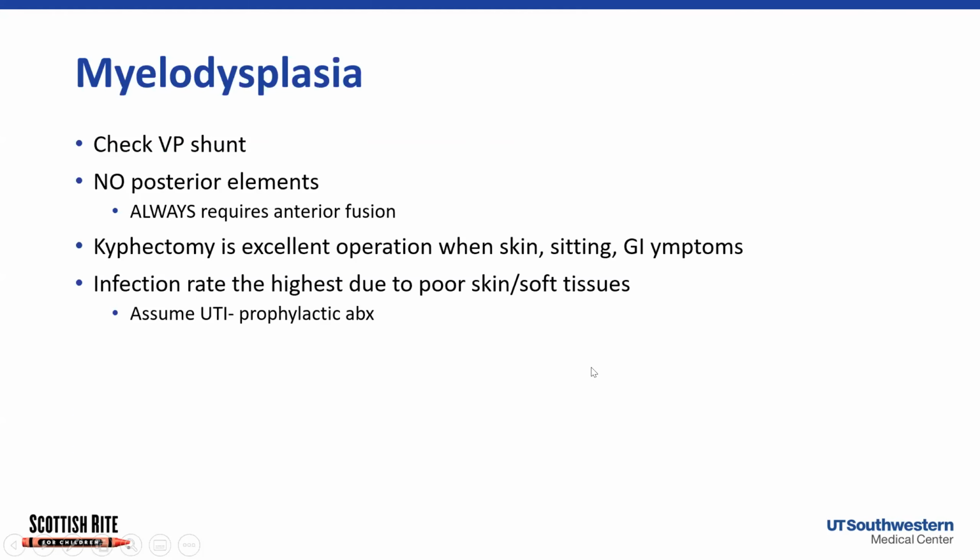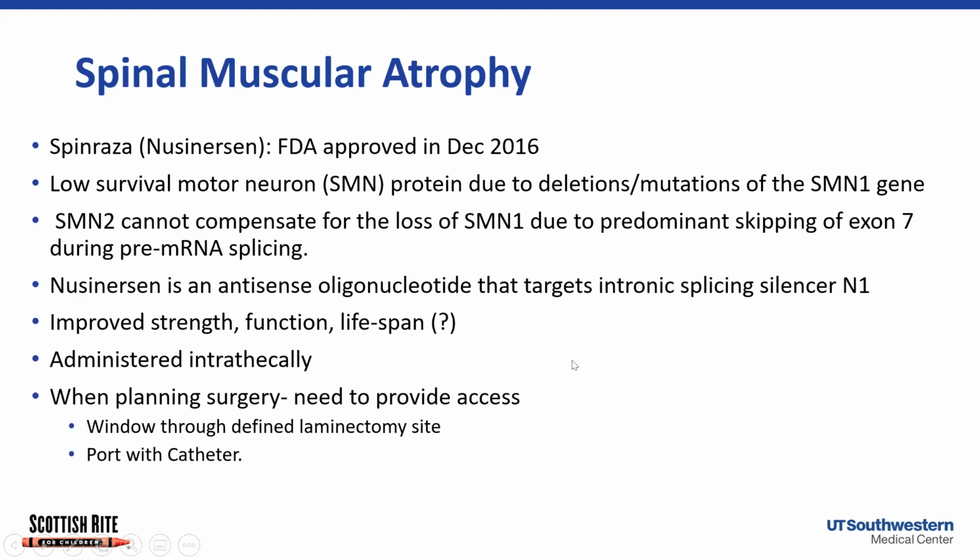Myelodysplasia, no posterior elements, so it always requires an anterior fusion. Kyphectomy is a good operation when sitting, skin, and GI symptoms happen. Infection rate is very high in myelodysplasia, as we showed earlier.